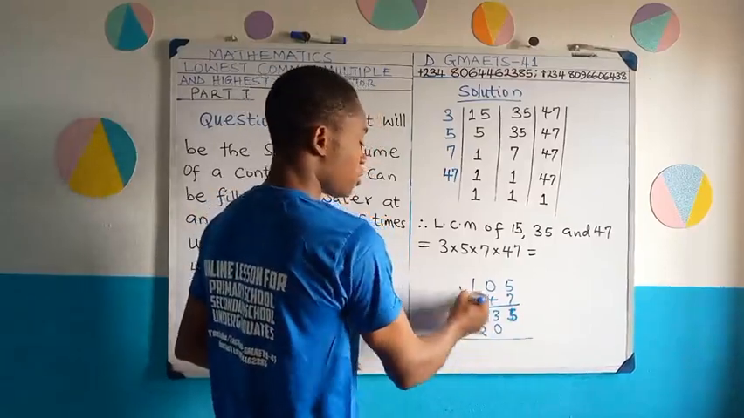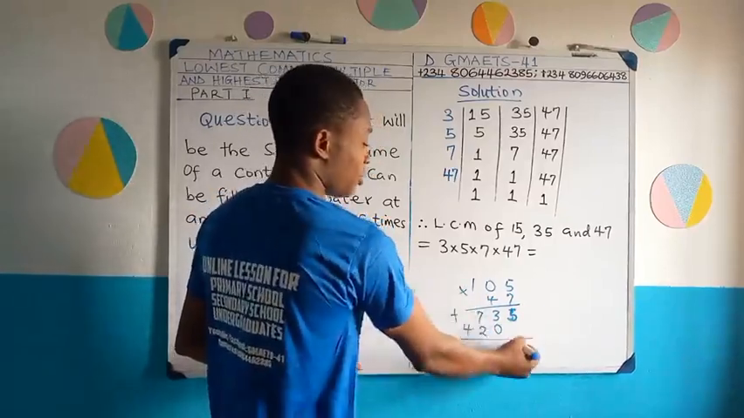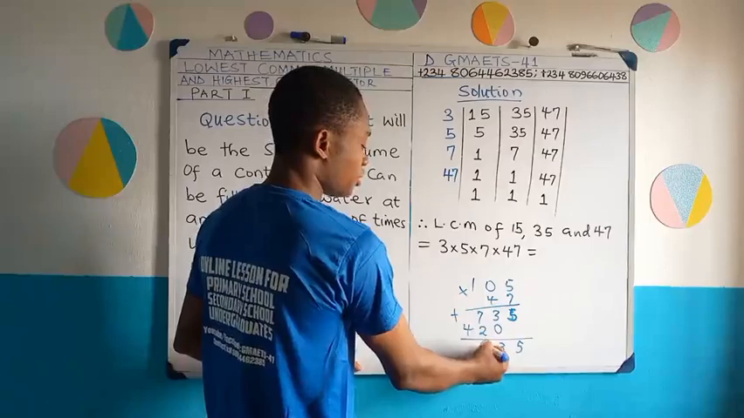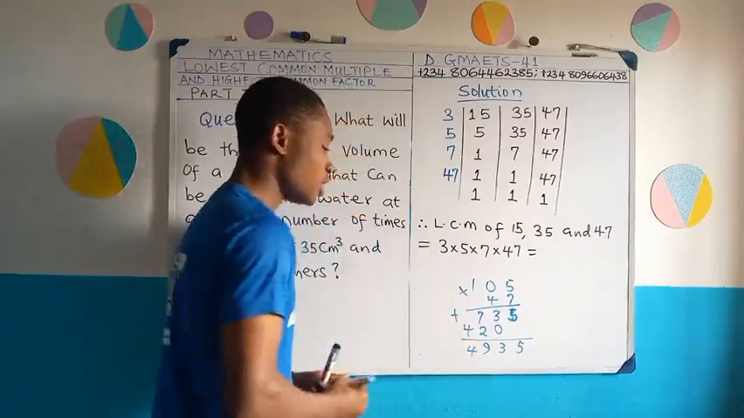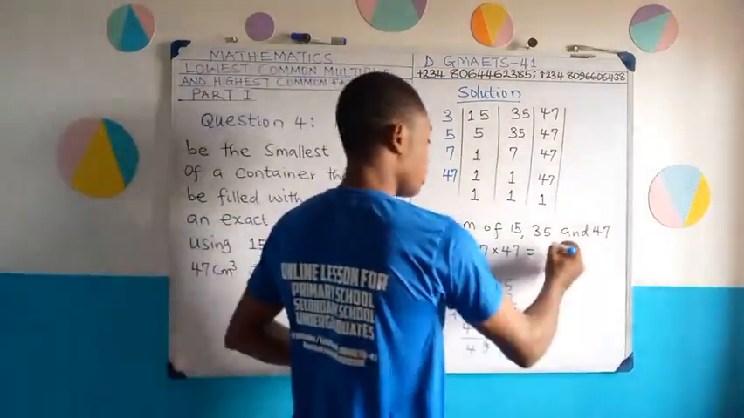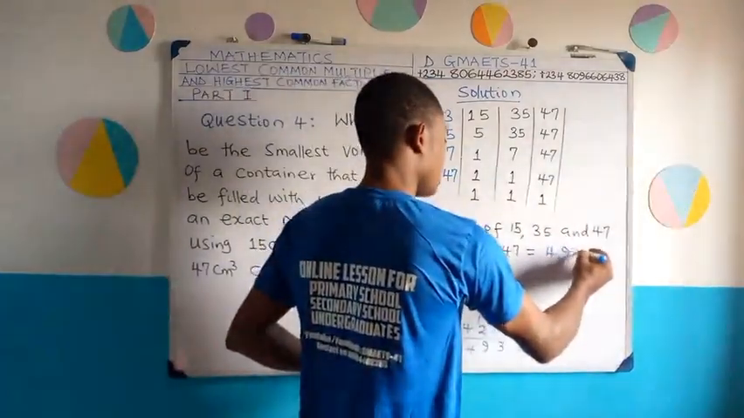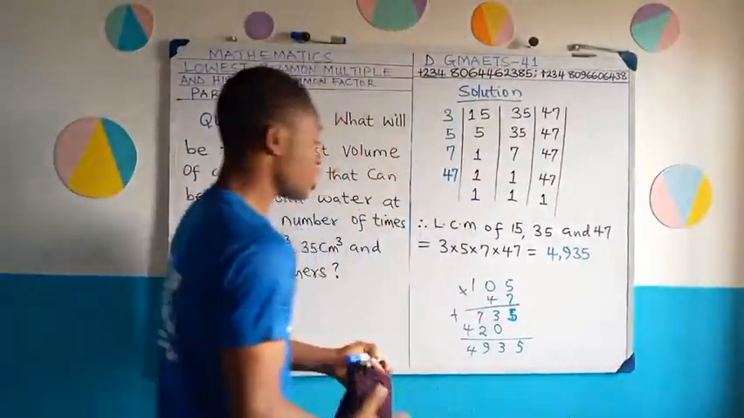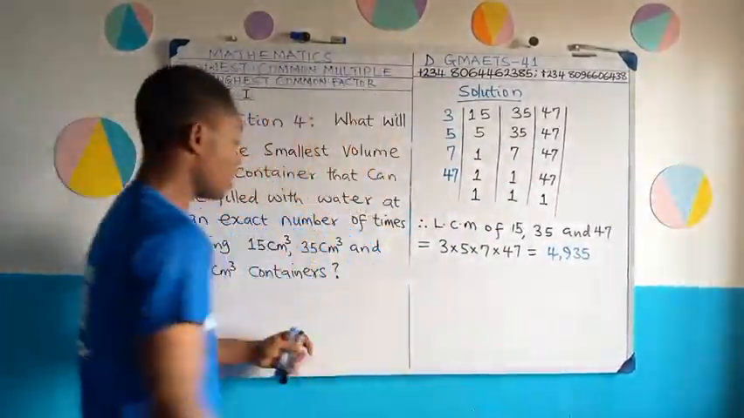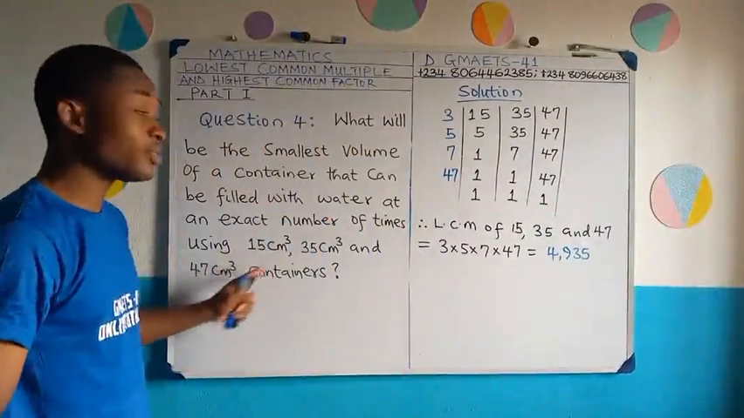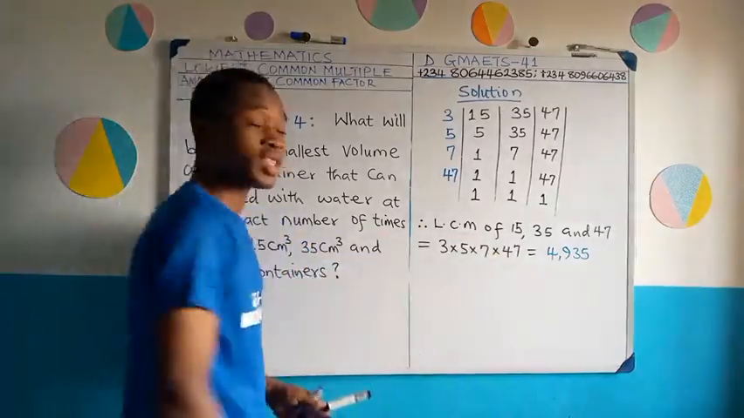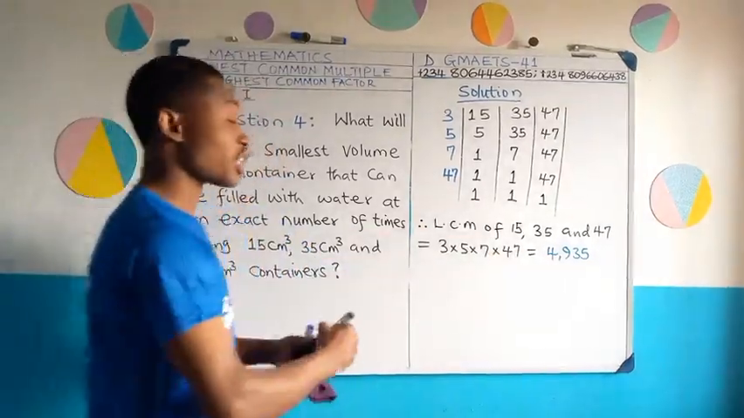Then add up this multiplication. Bring down your 5 here. This is 3. 7 plus 2 is 9. Then bring down your 4. So this is 4,935. So what does that mean? It means that the smallest container that these containers can fill with water at the exact number of times, so that there will be no remainder, that container is 4,935 centimeter cube.